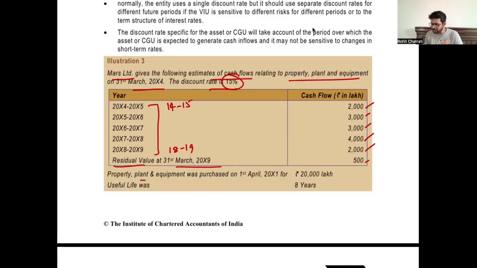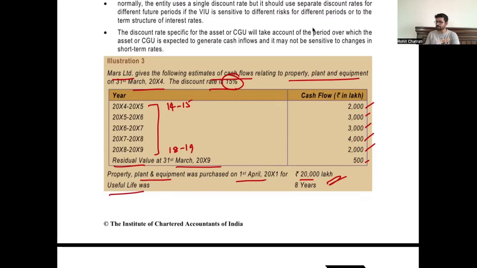The property, plant and equipment was purchased in 2011. On 1st April 2011, it was purchased for 20,000 lakhs. So today is 31st of March 2014. The question is saying that 3 years ago, we purchased it for 20,000 lakhs. All right, we purchased it for 20,000 lakhs 3 years ago. 3 years have passed by because 2012, 13 and 14, and we are now standing on 31st of March 2014.